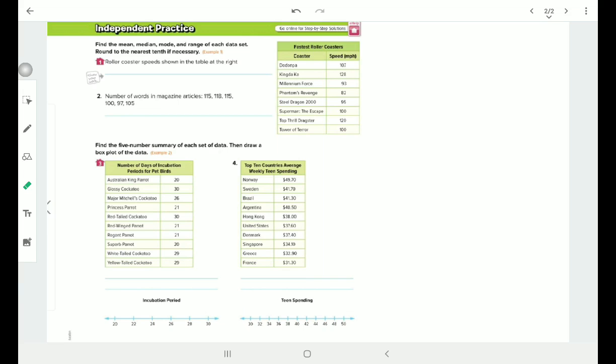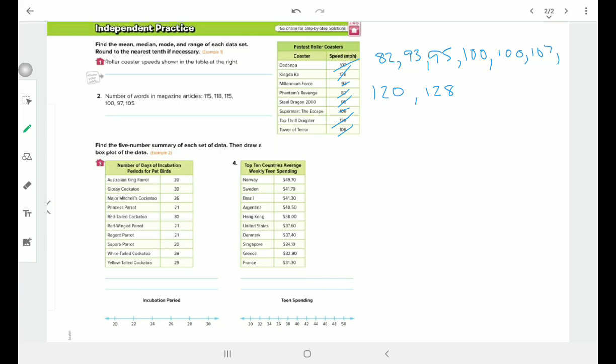Okay, so let's take a look at number 3. Well, let's start with number 1. So we have these roller coasters here at the right, and remember we want to start by labeling them from least to greatest. So 82, and then 93, then 95. Then we have 100 twice. And then we have 107. Then we have 120. And then we have 128.